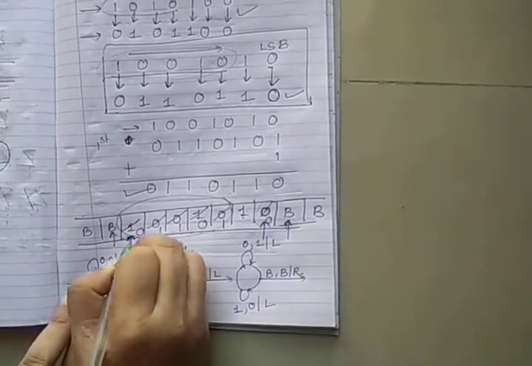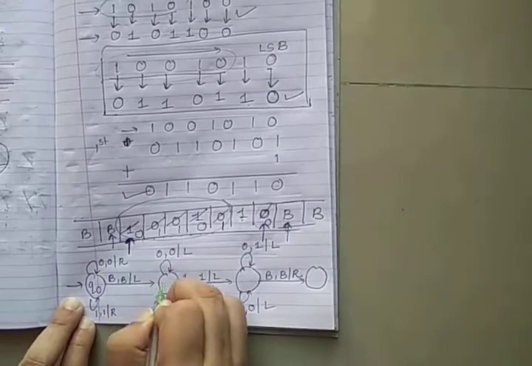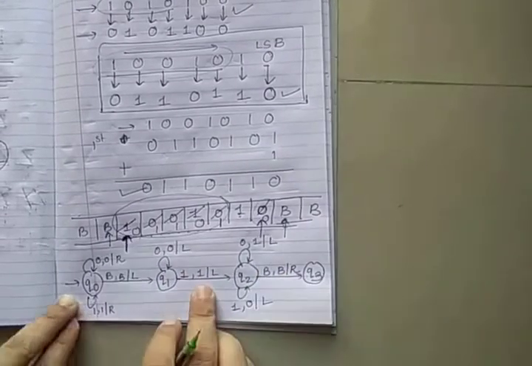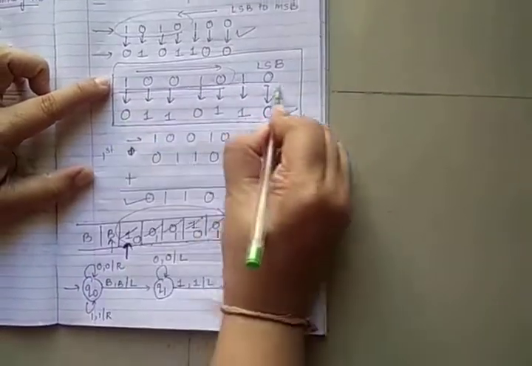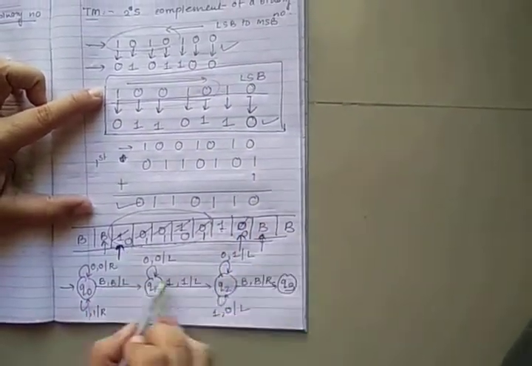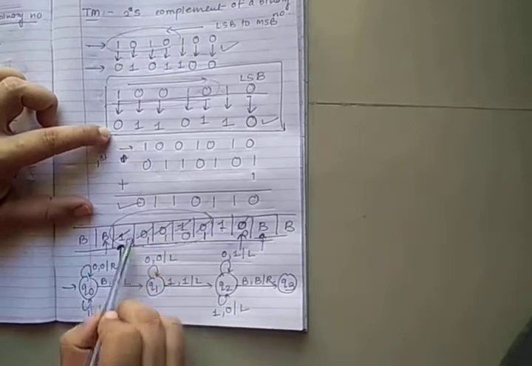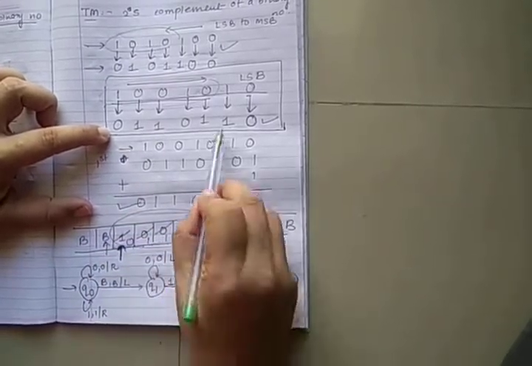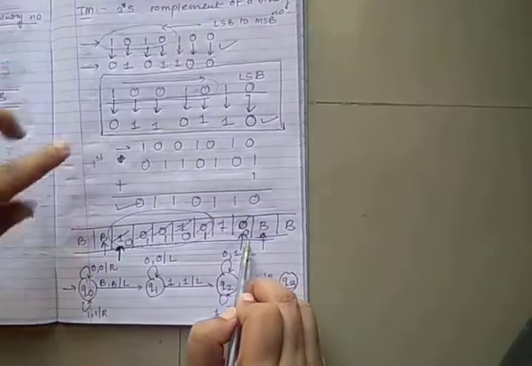So your read-write head is here. These are the states Q0, Q1, Q2 and Q3. If you observe, this is our input, and after the logic, what happened? We have 0, 1, 1, 0, 1, 1 and 0, right?